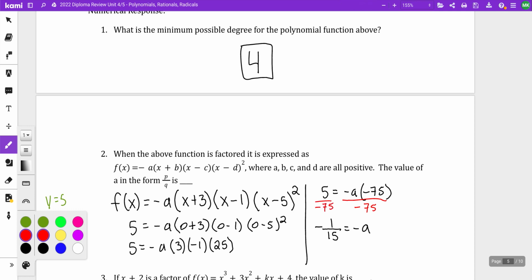The negatives do cancel each other out. All right, I could just make both of them positive by multiplying both sides by negative 1. So a is negative 1 over 15. Or sorry, positive 1 over 15. Numeric response, so they just wanted the values of a, p and q. We all right with that?